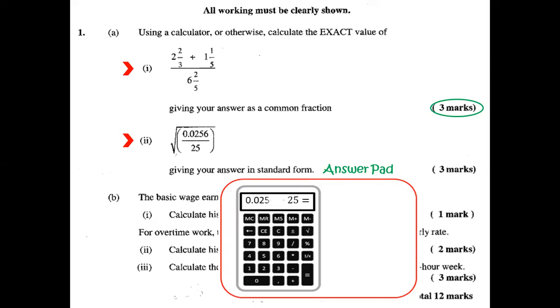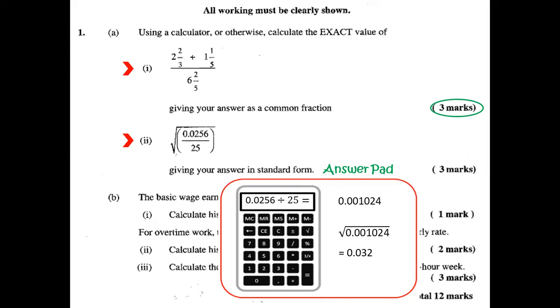0.0256 will be divided by 25, right? And we'll get 0.001024. For some calculators, you will see 1.024 times 10 to the minus 3. That's the standard form. Or if a calculator gives you that, just still go ahead to find the square root for it, because that will be the next step here. And the square root is 0.032.